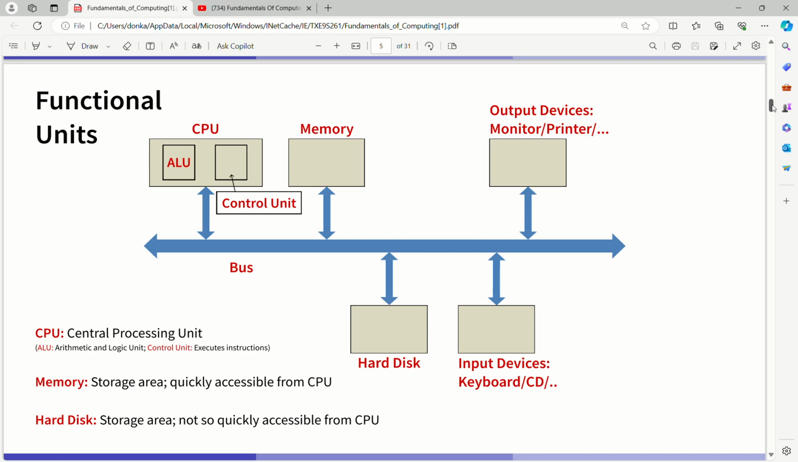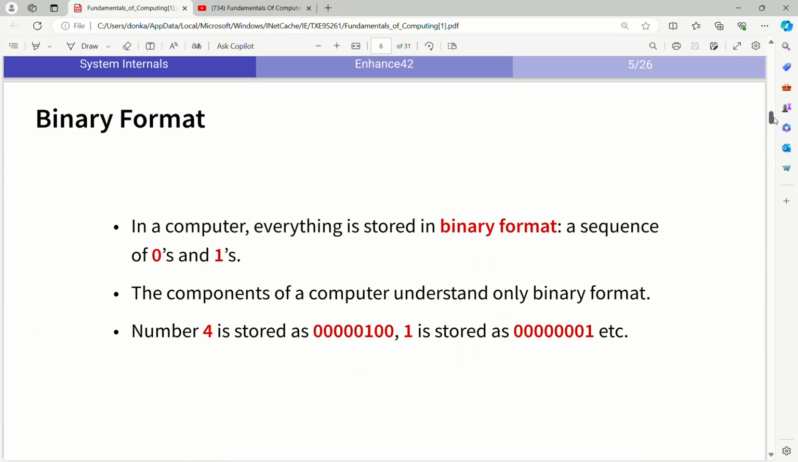And next we will go to the binary format. We all know that a computer runs by programming. There are two types of languages: low level languages and also high level languages. Low level languages are divided into two types: machine languages and assembly languages. Machine language is in binary format. This is a binary format.